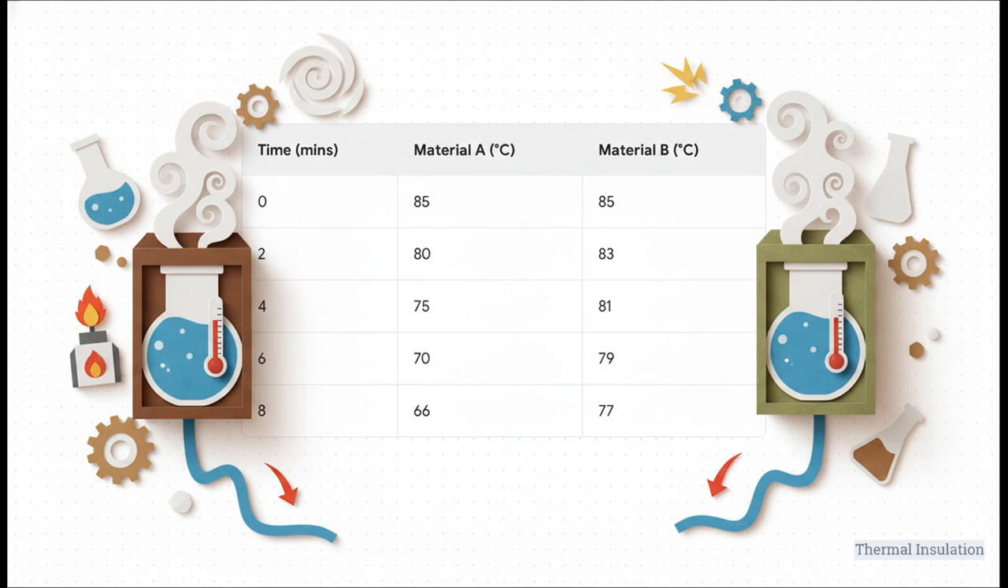You've got your time in one column, and then the temperature for each material next to it. Just by glancing at the numbers, you can already see a story forming, right? The temperature for material A is dropping way faster than for material B. That immediately suggests that material A is a pretty poor insulator, since it's letting heat escape so quickly.